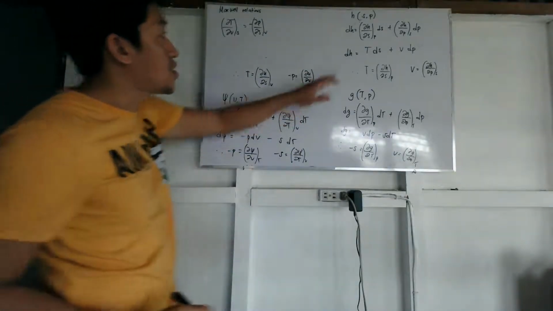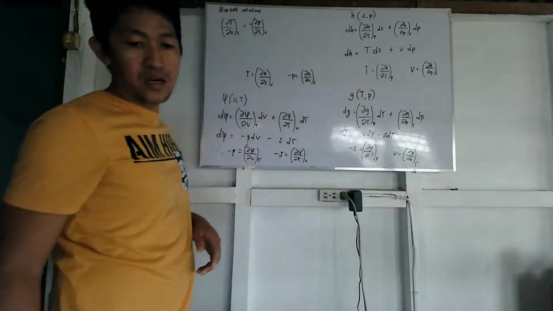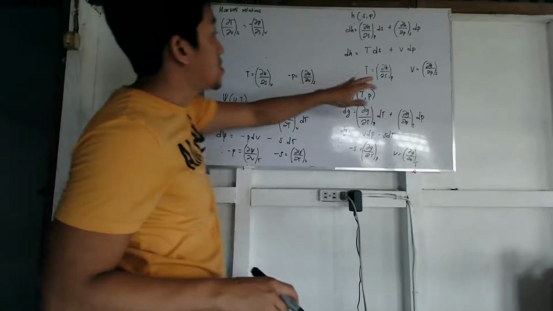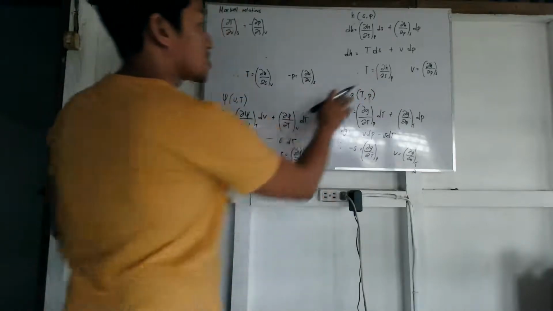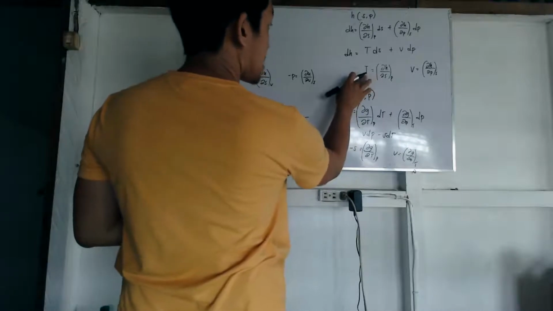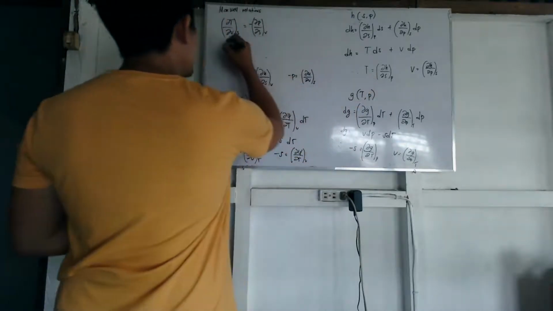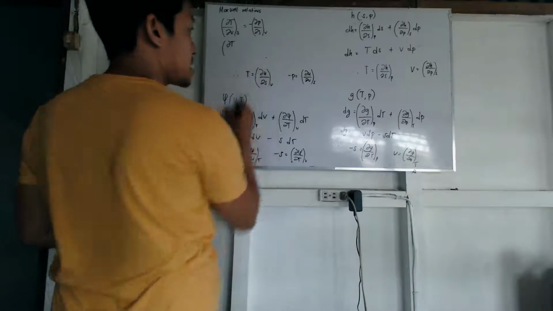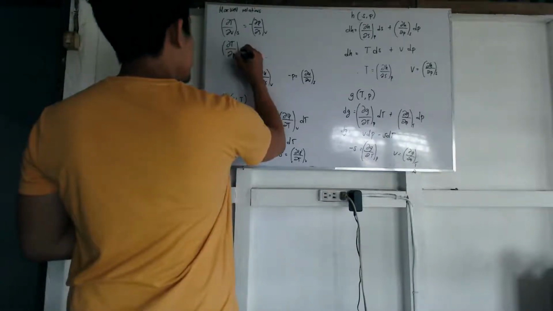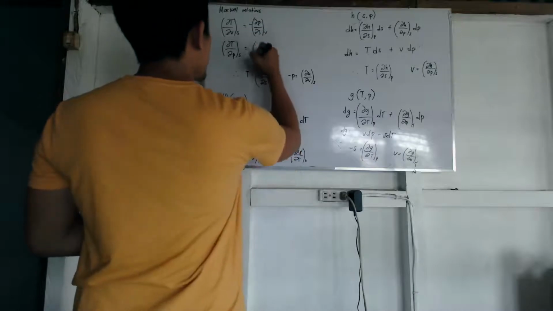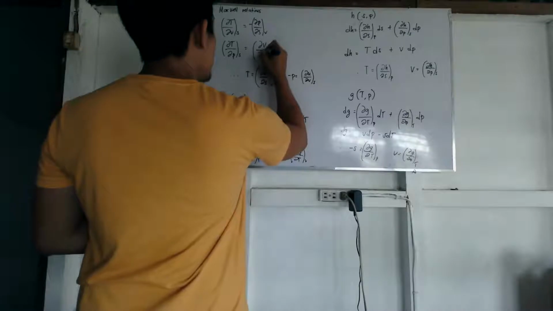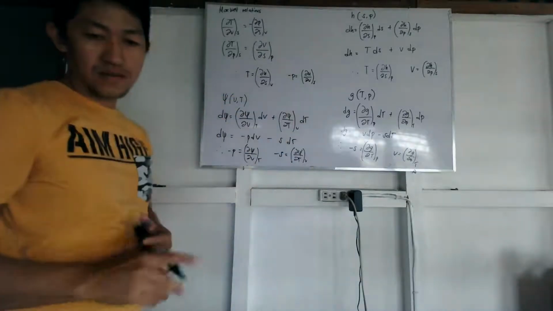Now, based on enthalpy, we differentiate: partial of T with respect to P at constant S is equal to partial of V with respect to S.